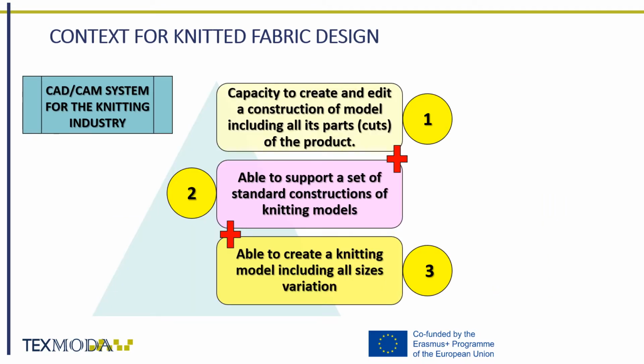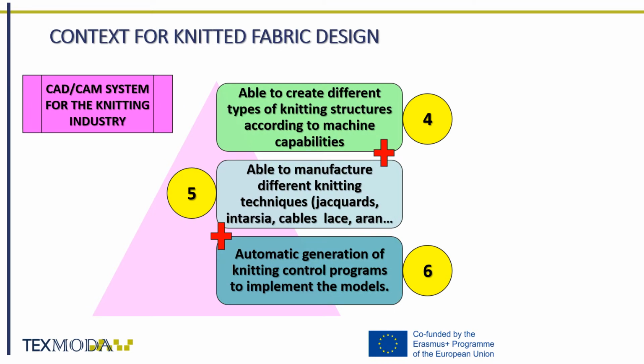The potentialities of a CAD/CAM system for the knitting industry can be described as follows. Number 1. Capacity to create and edit a construction of model including all its parts of the products. Number 2. Able to support a set of standard constructions of knitting models. Number 3. Able to create a knitting model including all size variations. Number 4. Able to create different types of knitting structures according to machine capabilities. Number 5. Able to manufacture different knitting techniques, such as jacquards, intarsia, cables, lace, and so on.